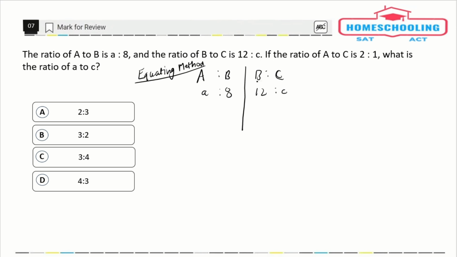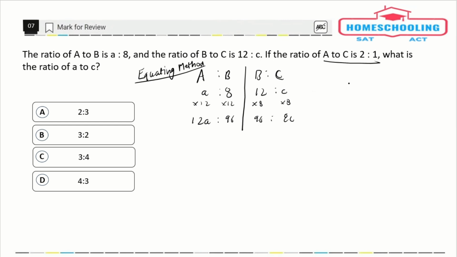If we have to equate them, what we're going to do here is multiply this side by 12 and this side by 8. So this is going to be 12A, and 12 times 8 would be 96. This would be 12 into 8, 96, and this is 8C. The question says that the ratio of A is to C is 2 is to 1.